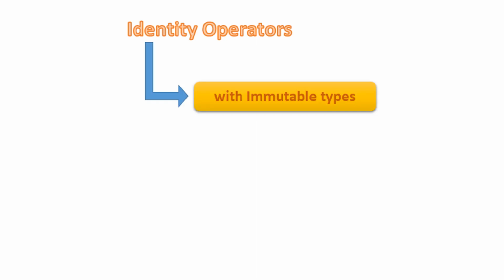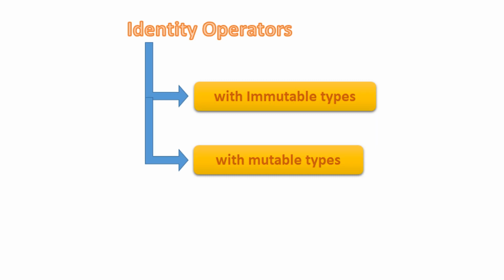We can classify working with identity operators into two parts: identity operators with immutable data types and identity operators with mutable data types. I am going to cover the second topic in the next video. Let's jump into identity operator with immutable data type first.